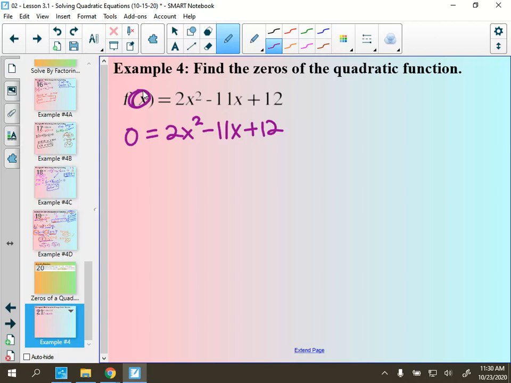So let's go through that process, hopefully a little quicker. How do I start? All right. I would look to factor out. I see the 2 and the 12, but unfortunately this 11 doesn't allow me to factor anything out. So I think we're already here. Let's find two numbers that multiply to 24. Remember, 2 times 12, that's where that 24 is coming from. So I need two numbers that multiply to 24 that add up to negative 11.